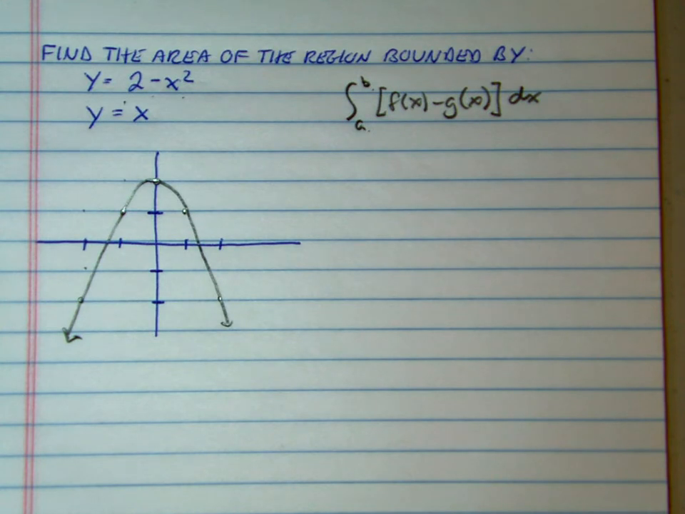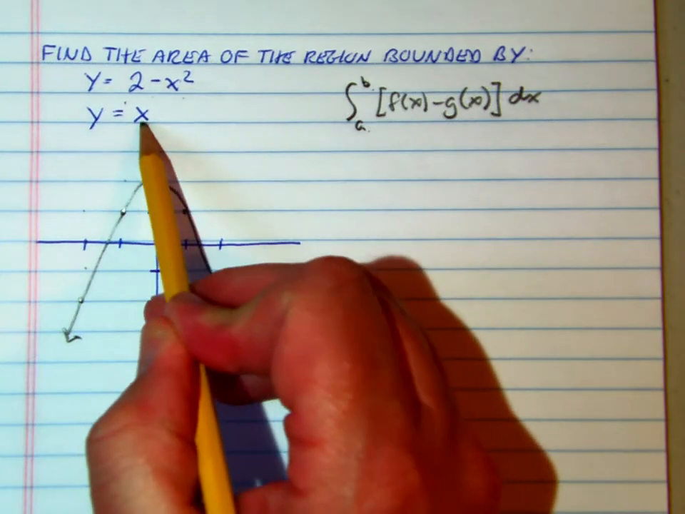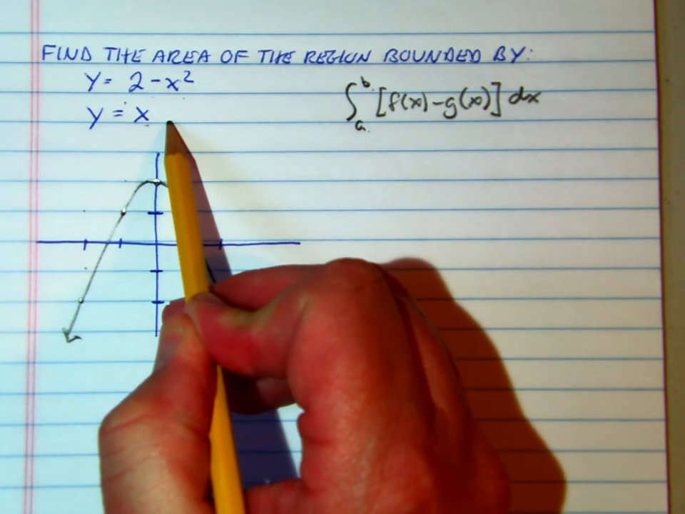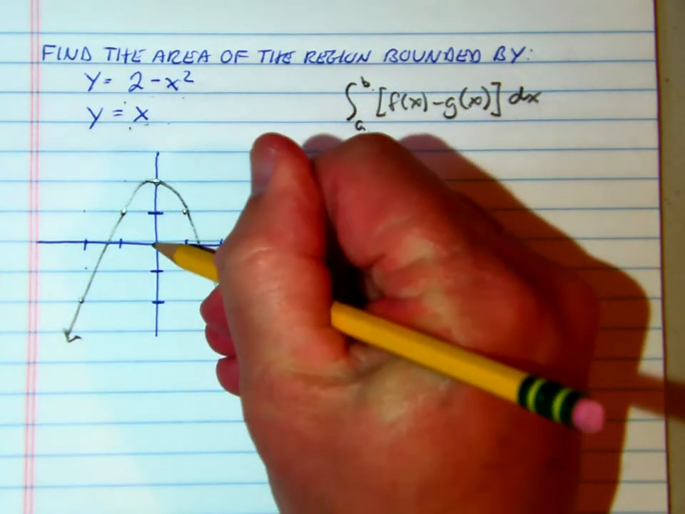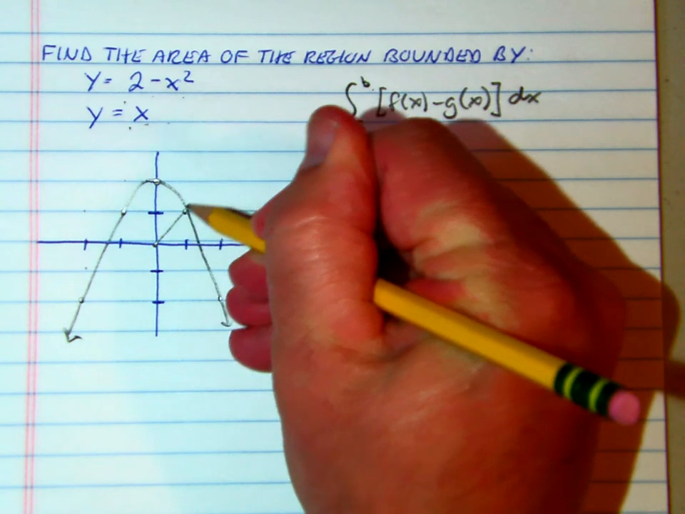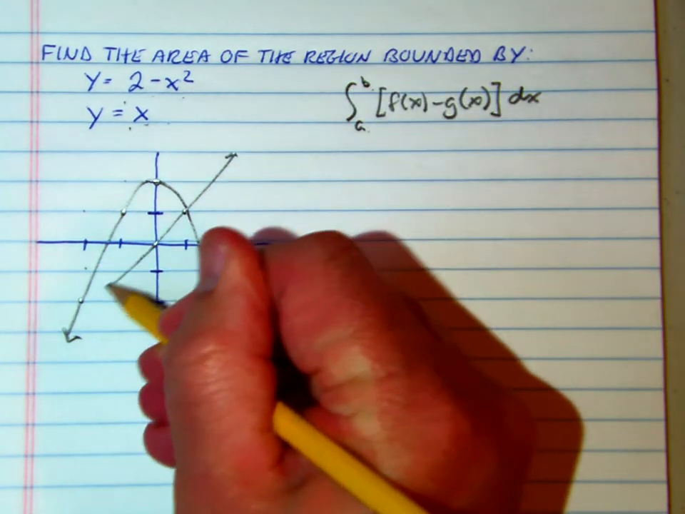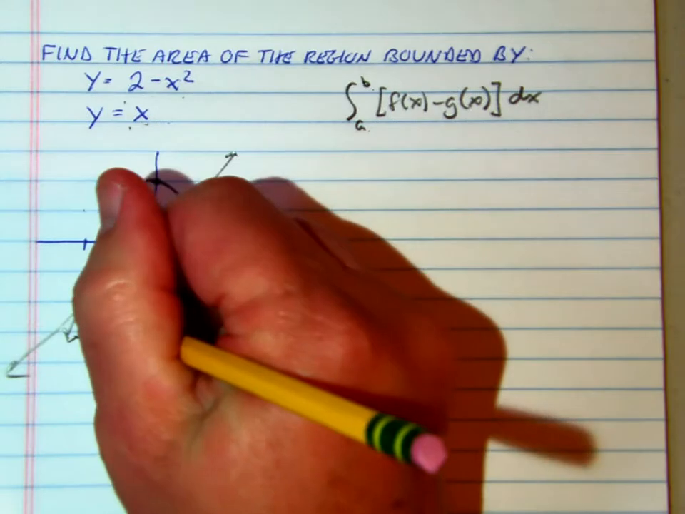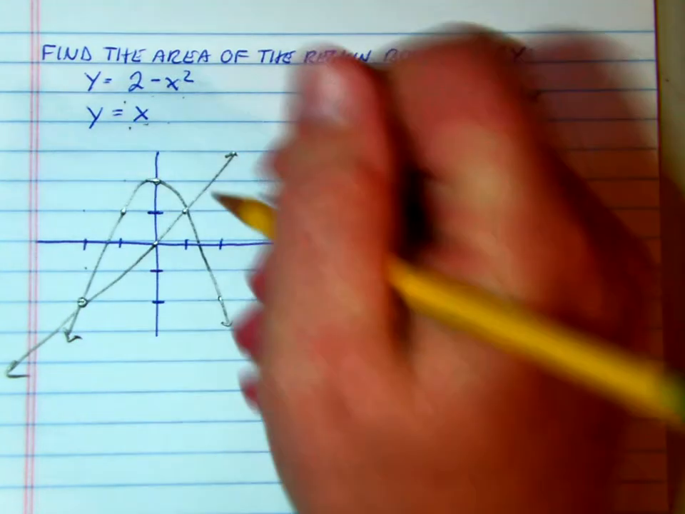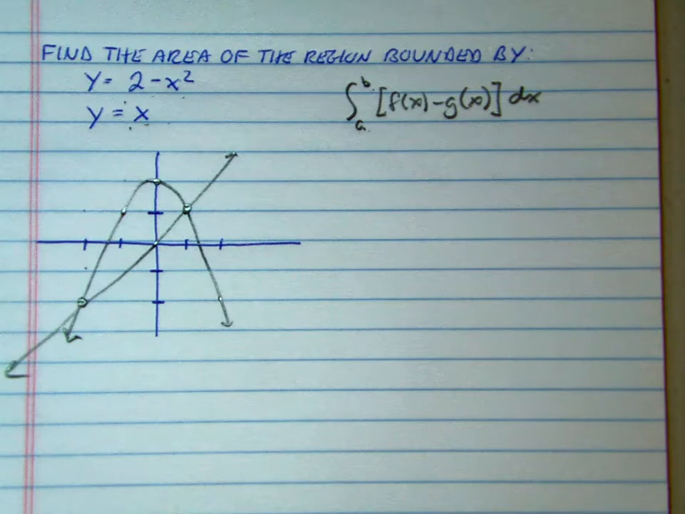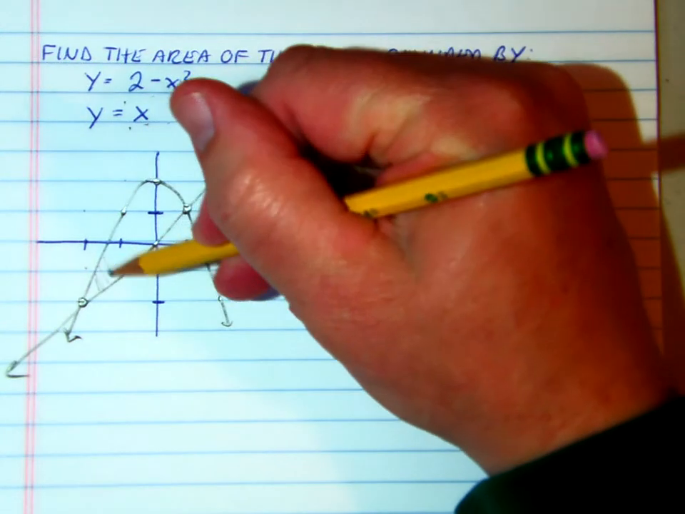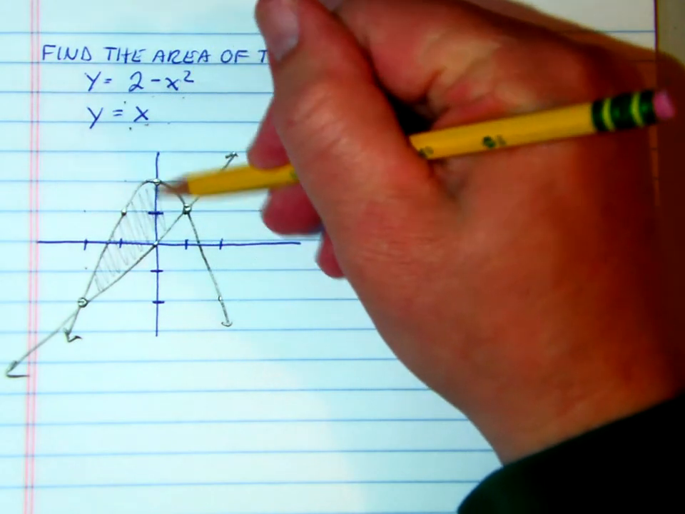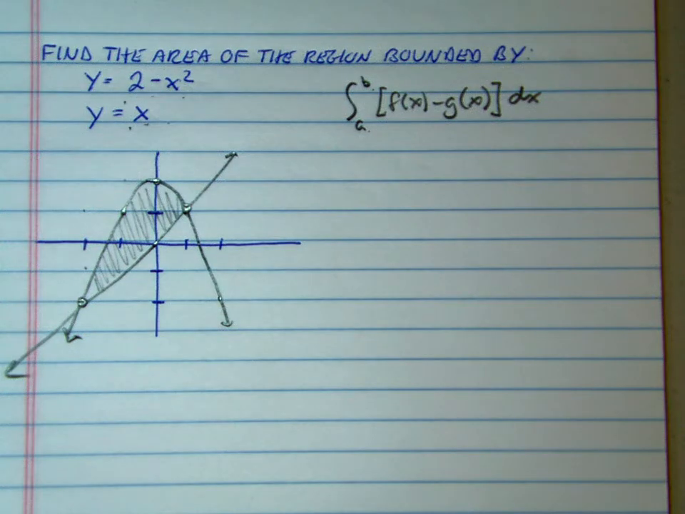The second equation, y equals x. That's a linear. It has a y-intercept of 0, slope of 1. So it's looking roughly like that. So the left bound is going to come from that endpoint. The right bound is going to come from that endpoint. And we're looking for that area bounded by the two curves, or that shaded region.